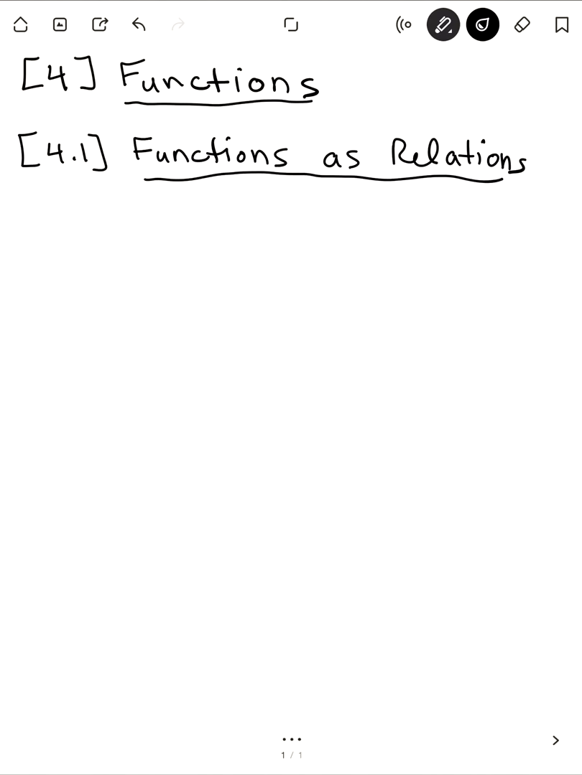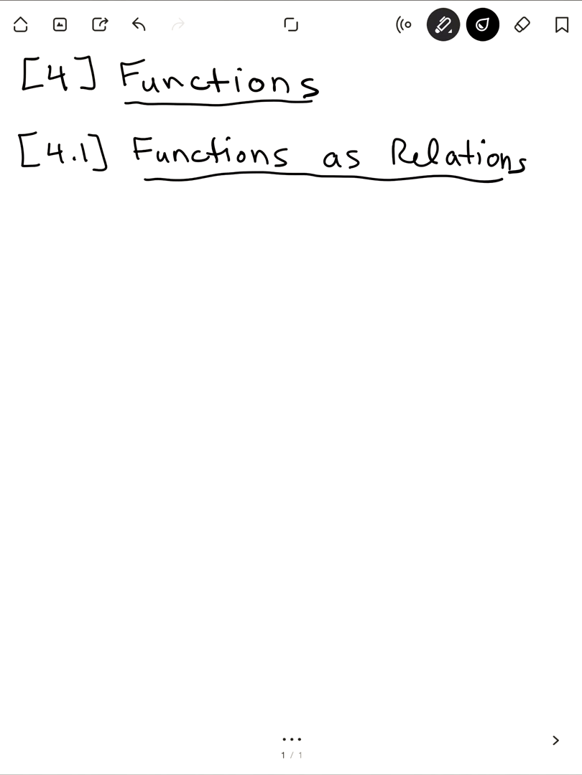So the previous lecture we covered graphs that actually concluded chapter 3. So now we're moving on to chapter 4. And broadly speaking, chapter 4 has to do with functions. And to relate it back to what we were covering in the previous chapter, we're going to look at functions as a special case of relations.